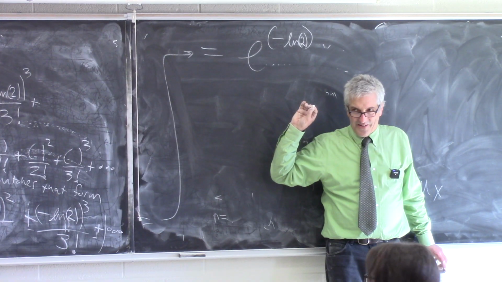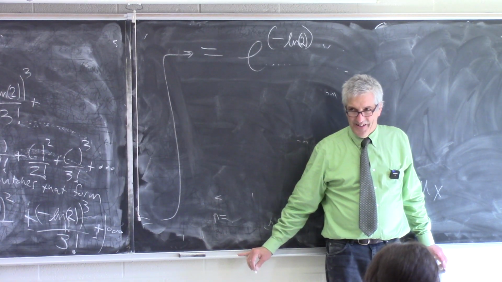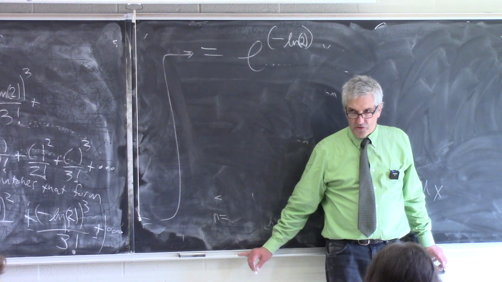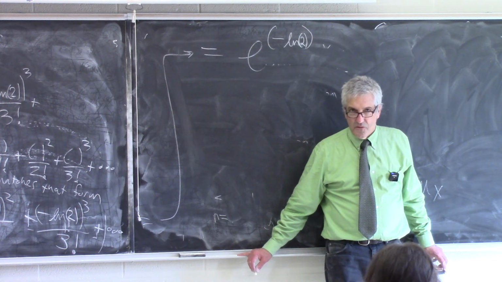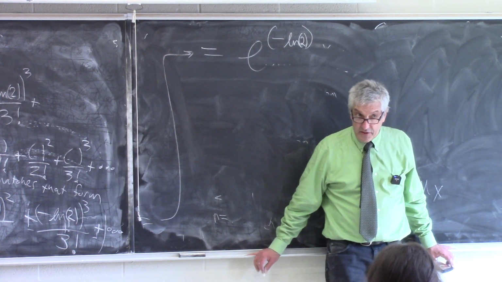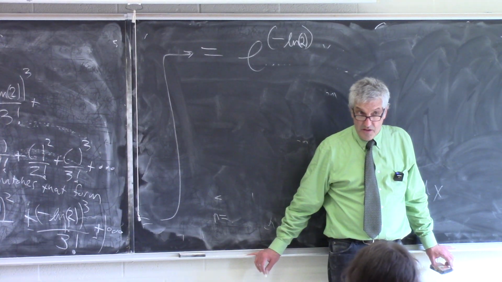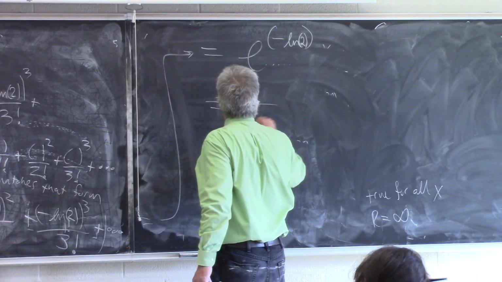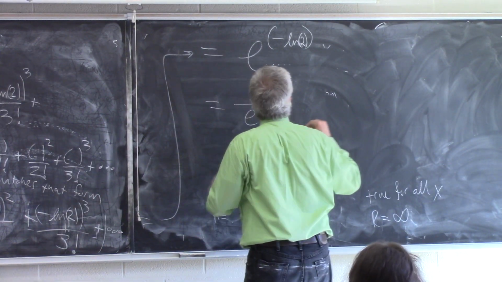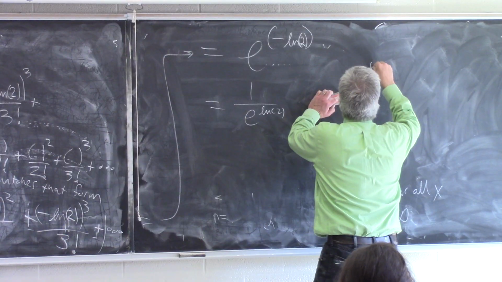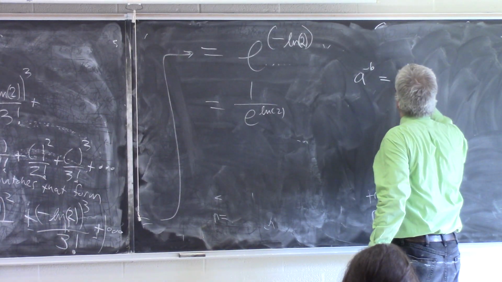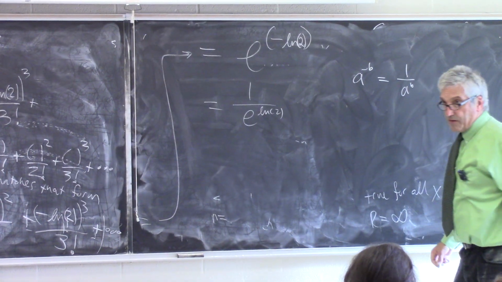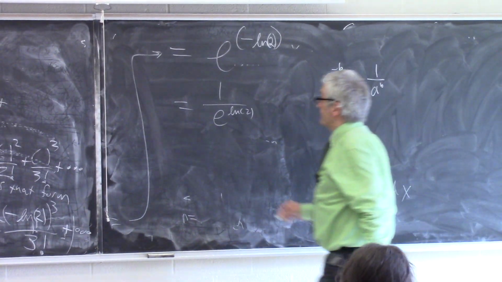Alexandra, your hand is tentatively going up. I'm glad you said that because you're right in line with my previous class. Well, look, how do you get there? Can you go one step at a time? Yeah, this is 1 over e to the ln of 2. So remember that a to the minus b means 1 over a to the b. It doesn't mean the negative of a to the b. And then this is 1/2.